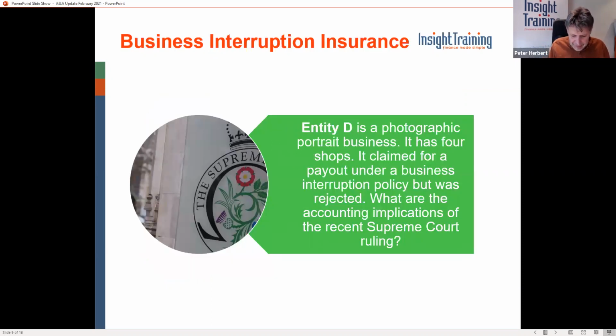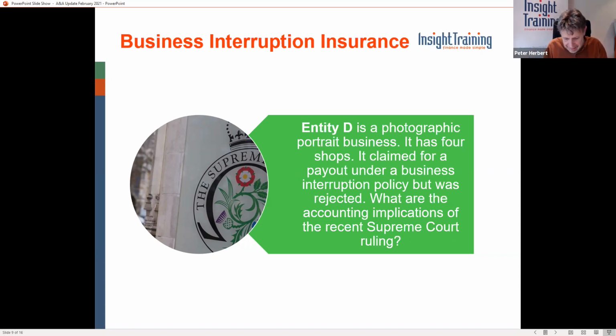The final one, which we've been getting a few questions about recently, links into the Supreme Court ruling on 15th of January in favour of small retailers and other organisations which had claimed for business interruption insurance cover from their insurance companies, had been knocked back in the first instance, and the Supreme Court ruling was actually they shouldn't have been knocked back, they should have received payments, and therefore what they originally thought they were going to receive, they are now.